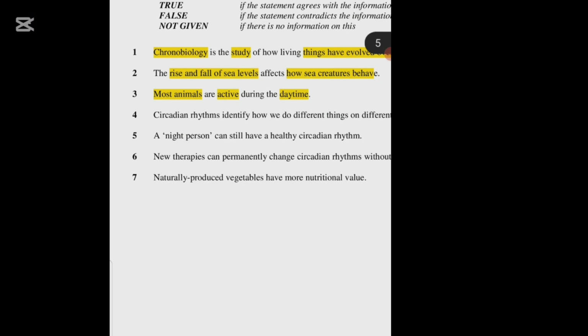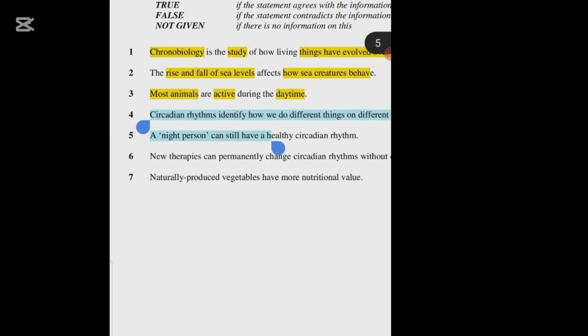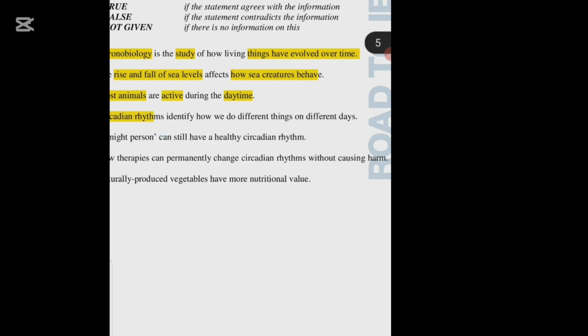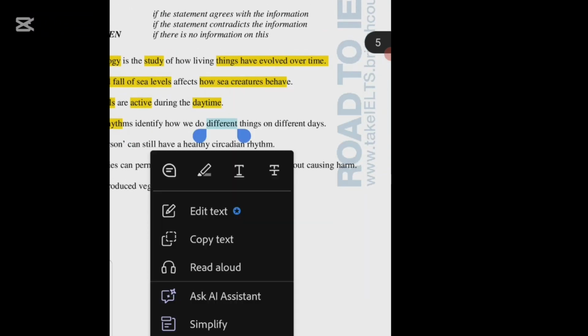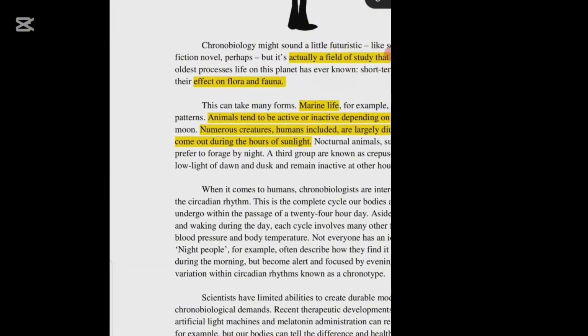The fourth question: circadian rhythms identify how we do different things on different days. Keyword, circadian rhythm. And then we have how we do different things on different days. So let me go and identify circadian rhythm in the text.